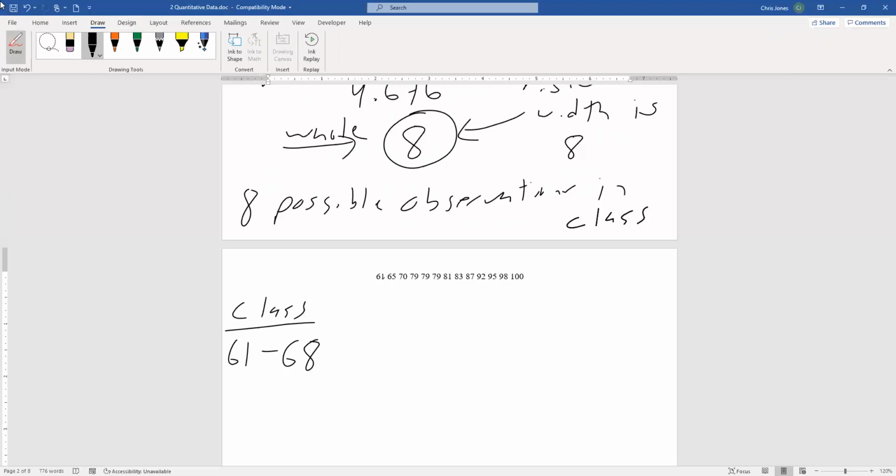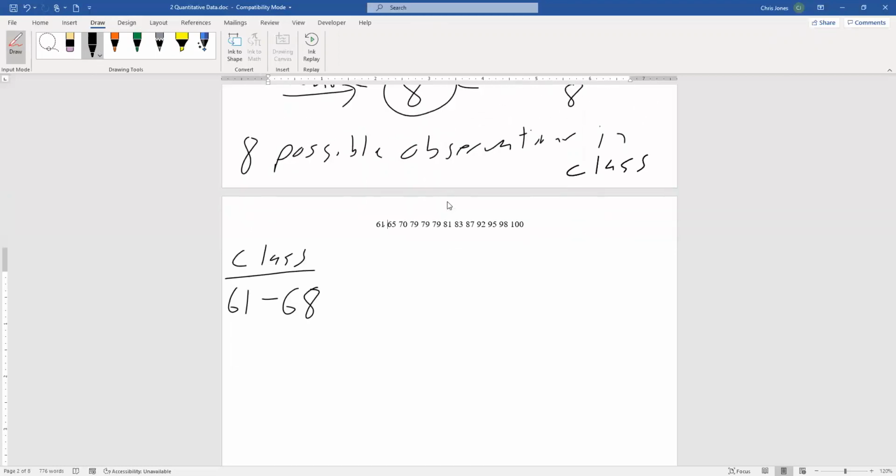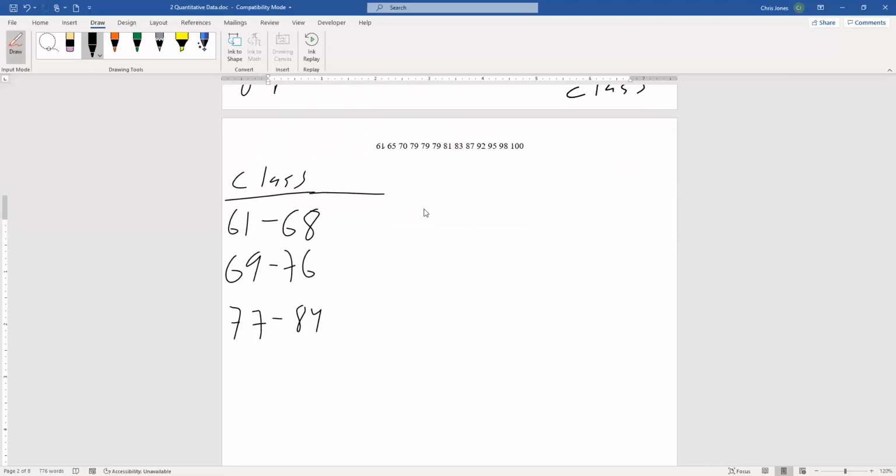All right, so what's the next class look like? We're going to start with 69, and then we're not going to add 8, we're going to add 7 to that. So if we add 7 to 69, that's going to end up being 76. And then we're going to have 77 as the next class, and we add 7 to that, so that's 84. We can see the pattern here. 85, we add 7, 92. And then finally, 93, add 7, that's going to be 100. Now notice we don't have to go any higher than 100 because 100 is the highest observation.